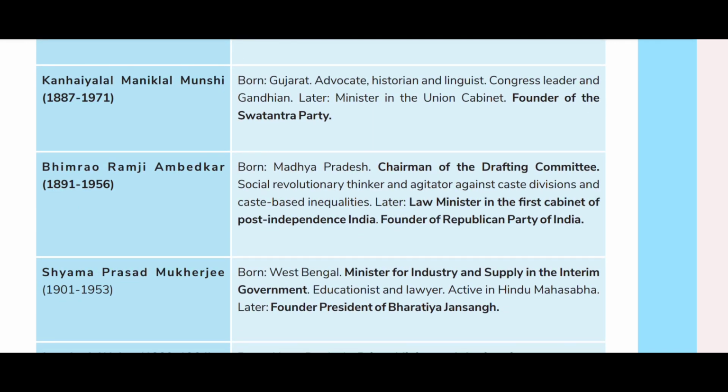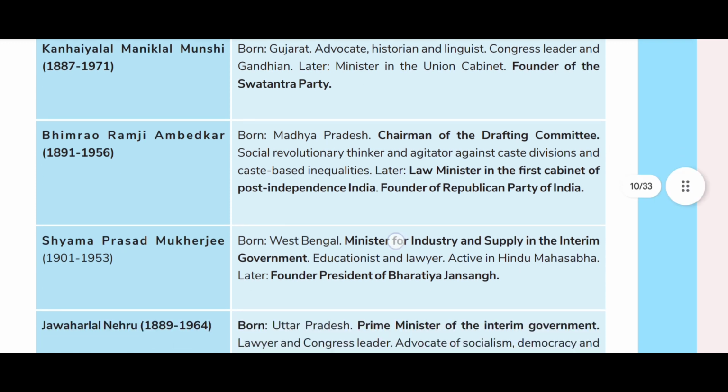Kanhaiyalal Maniklal Munshi. He was born in 1887 and died in 1971. He was born in Gujarat. He was an advocate, historian and linguist. He was a Congress leader and Gandhian. Later, he became a minister in the Union Cabinet. He was the founder of Swatantra Party.